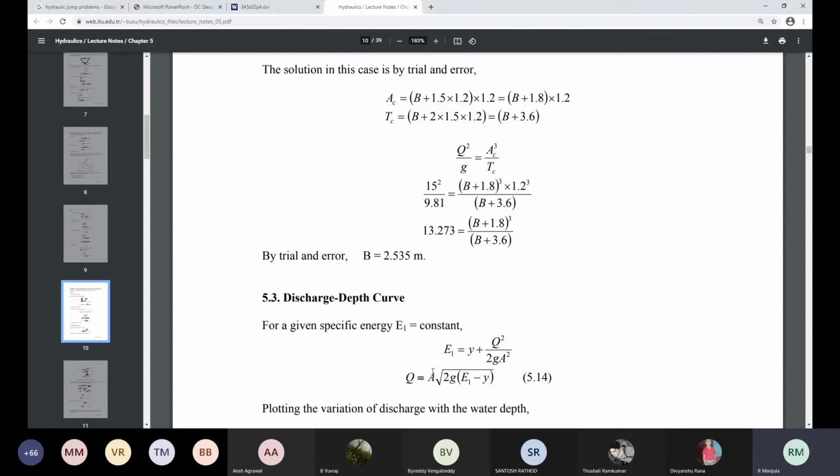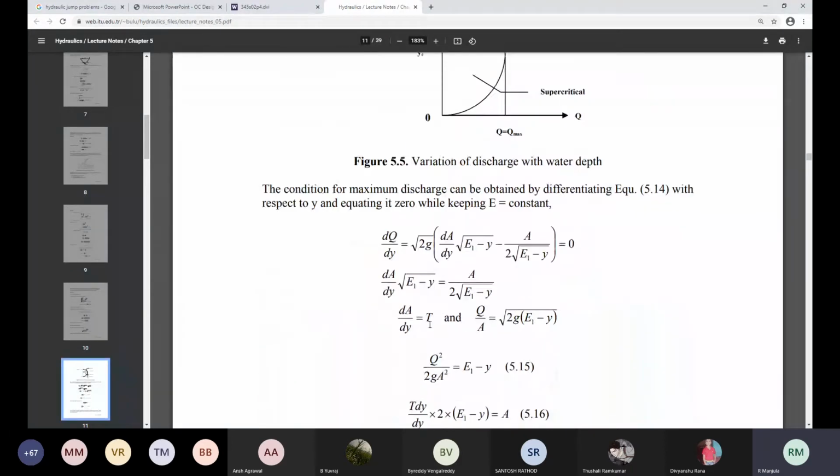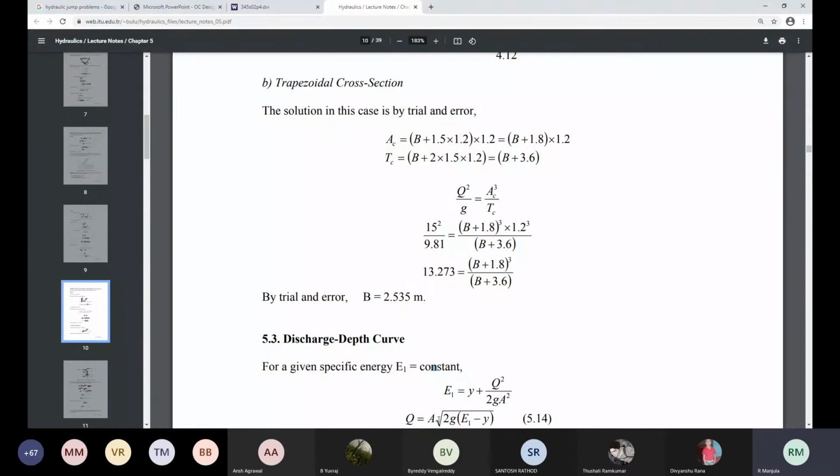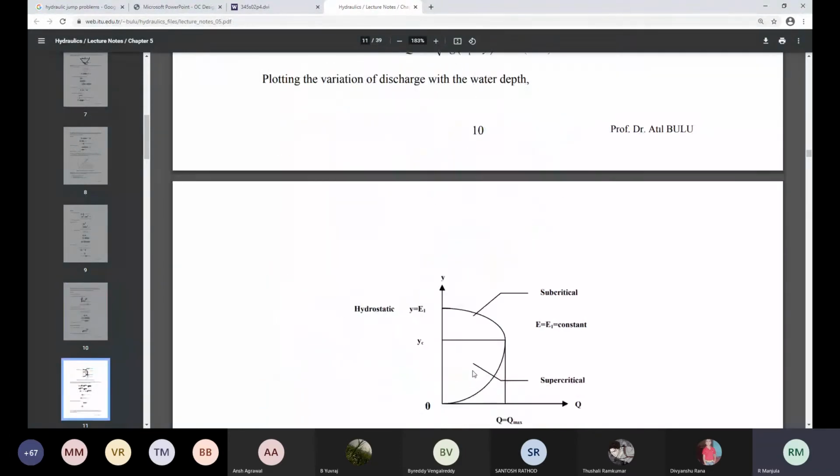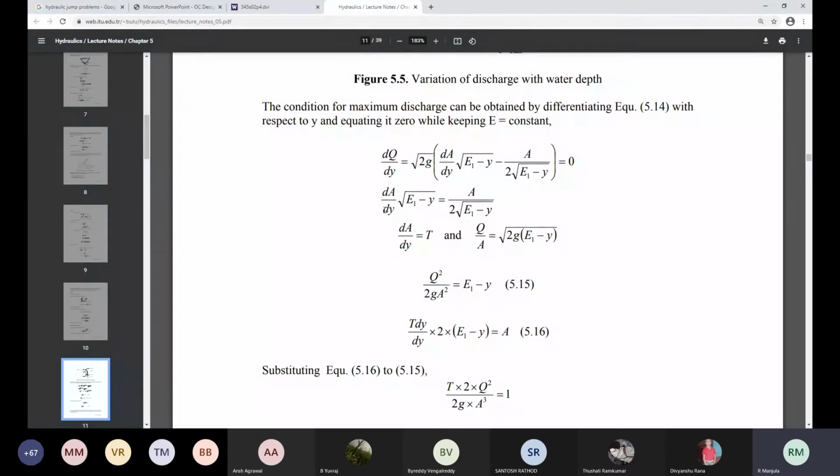So ultimately this equation you are going to differentiate, because you are going to find the variation of Q, keeping E1 as constant. Now dQ by dy is equal to root of 2g into dA by dy into square root of E1 minus y, minus A by 2 into square root of E1 minus y. So this equation is differentiated: Q is equal to A into root of 2g E1 minus y, differentiated with respect to depth, and you are getting it like this. Now you keep dA by dy into square root of E1 minus y on the left hand side, and equate it to 0, because E is going to be constant.